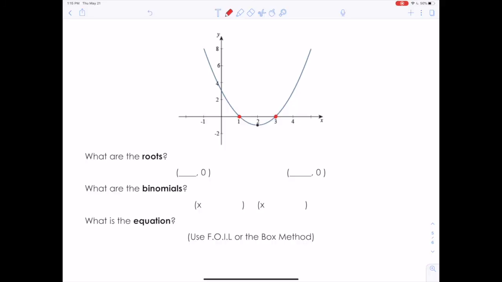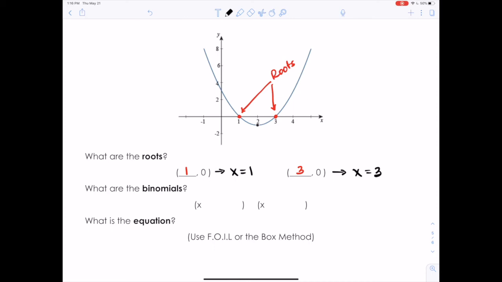The very first thing I want to do when I see this graph is identify my roots. I can see that they're at 1, 0 and 3, 0. I'm going to also then rewrite those so that I can create my binomials. I'm going to rewrite 1, 0 as x equals 1 and 3, 0 as x equals 3.